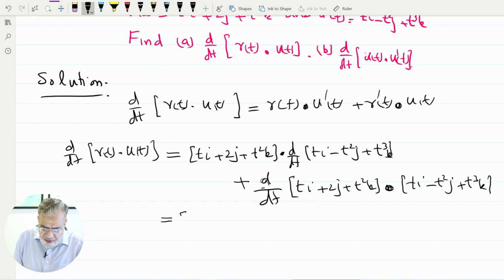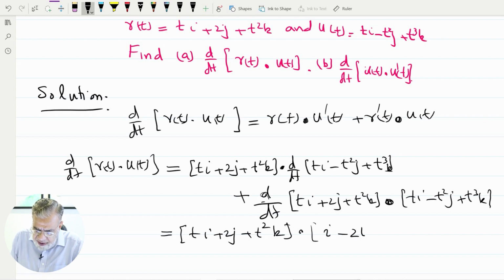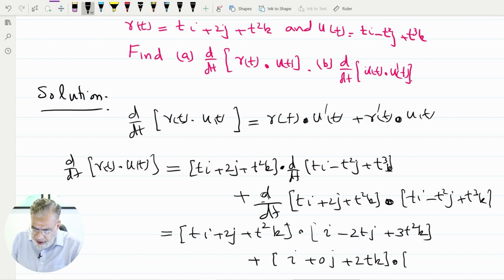Now we take the derivative of this one. The vector given to me is ti plus 2j plus t square k, and then we take the dot product with the derivative of u of t, which is 1 i plus minus 2t j plus 3t square k. This is du by dt. Plus now we take the derivative of our vector function r of t. We get i plus 0j, because the derivative of 2 is 0, plus 2t k, as a dot product with the vector ti minus t square j plus t cube k.